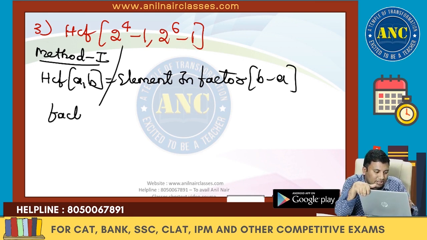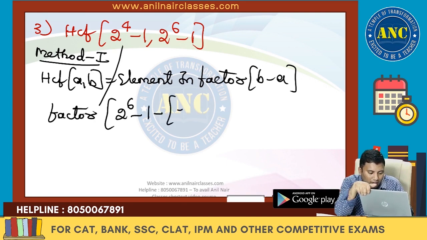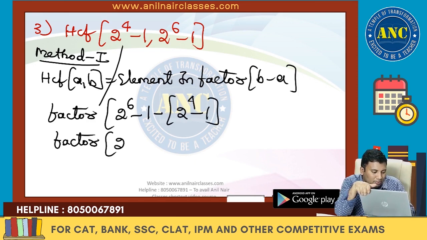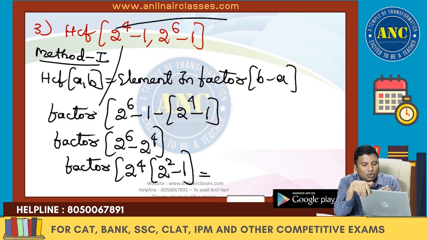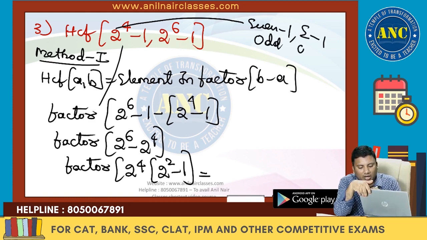So this is nothing but factor of their difference. Factor of 2 power 6 minus 1 minus of 2 power 4 minus 1. This is factor of 2 power 6 minus 2 power 4, which is nothing but factor of 2 power 4 into 2 square minus 1. 2 square minus 1. 2 is an even number. Even number minus 1, odd number.